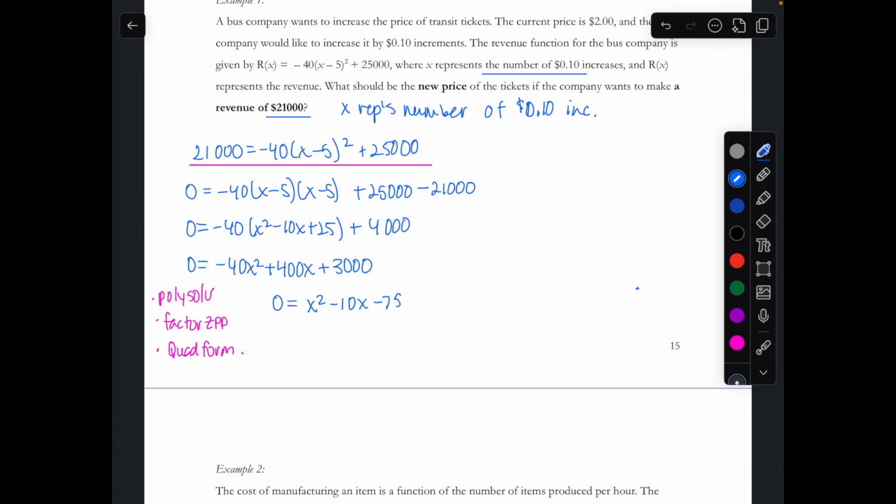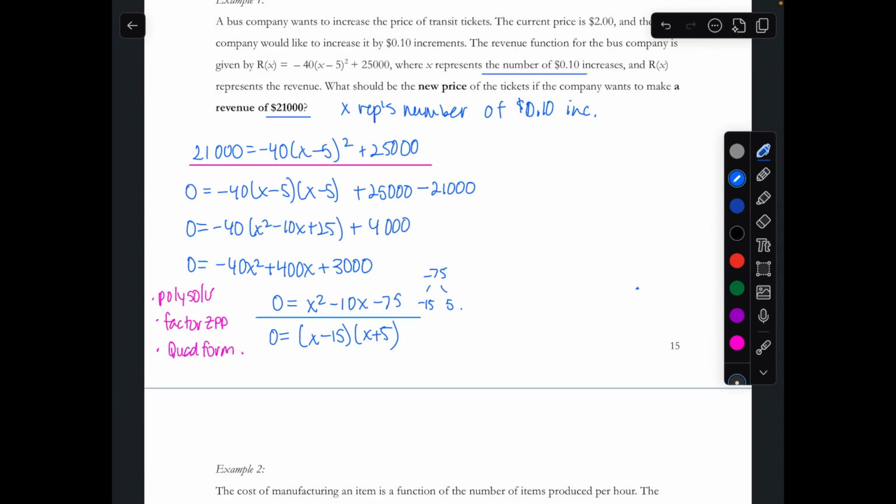So there are a couple things I can do here. I could maybe recognize that negative 75 can be written as negative 15 times 5. So I could do (x minus 15)(x plus 5), and I can see the solutions that way. That's one way.